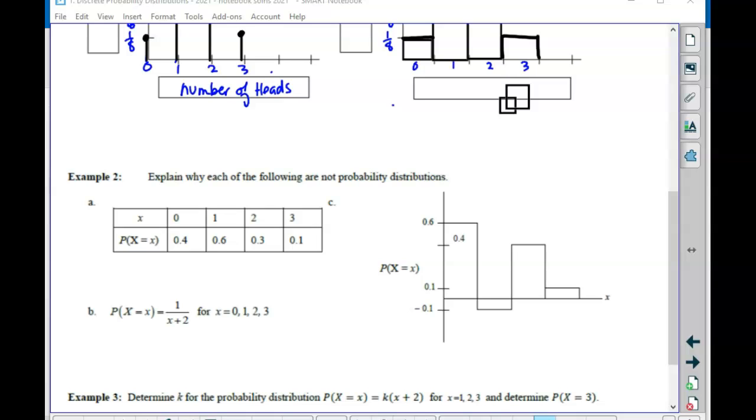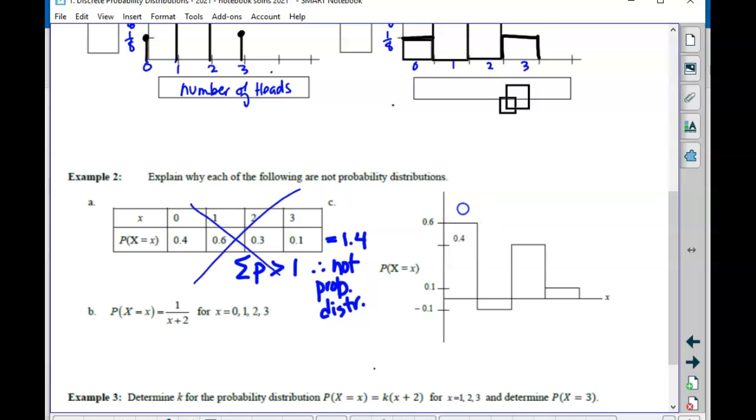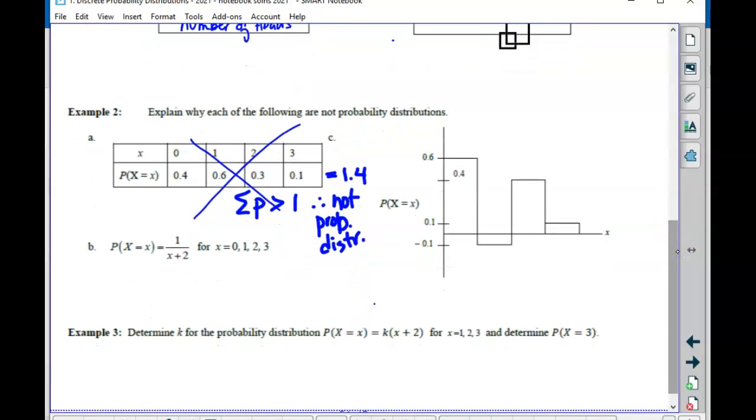Okay, so taking a look at these, if we look at the probabilities here and add them up, we get the sum here, 1.4. So the sum of the probabilities is greater than 1, therefore not a probability distribution. Okay, so that isn't. B, need to check it out.